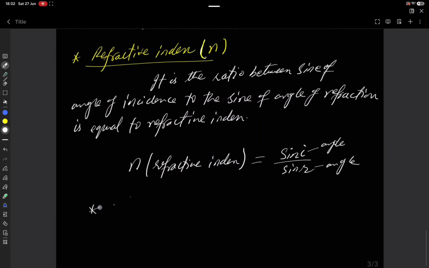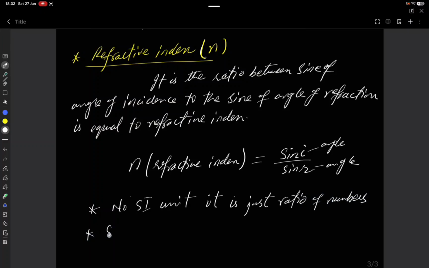It has no SI unit. It is just a ratio of numbers. Sine i has no unit, and sine r has no unit.